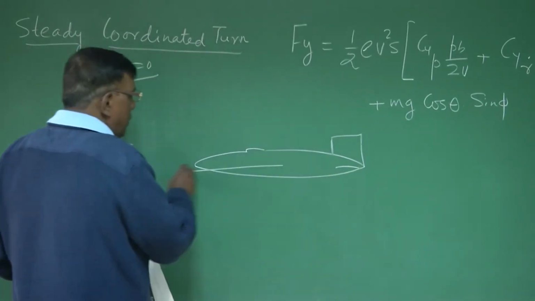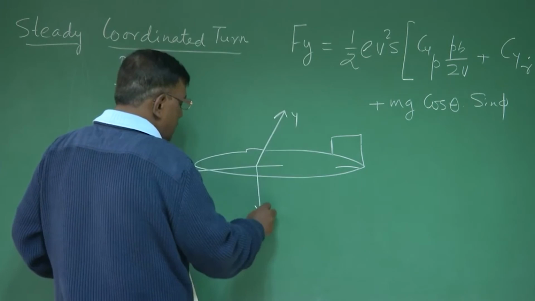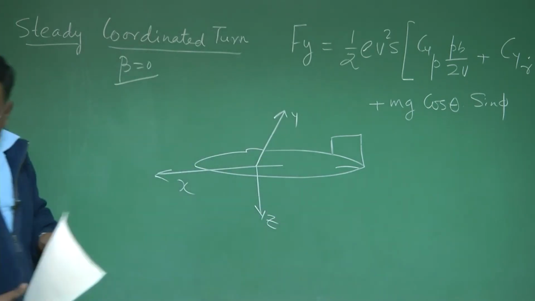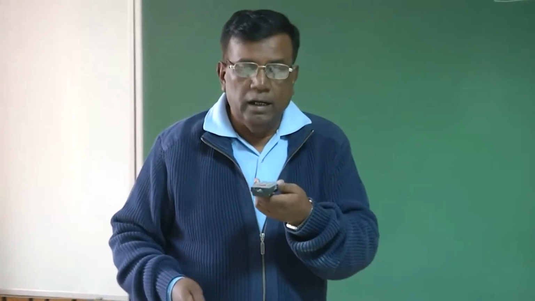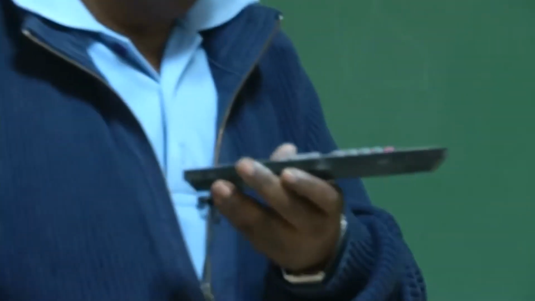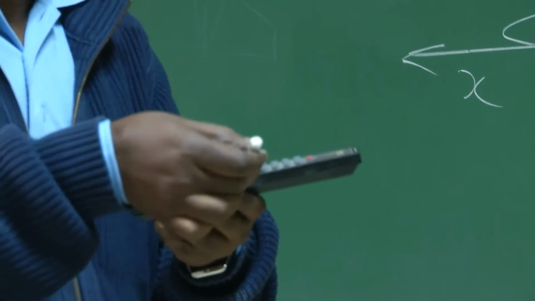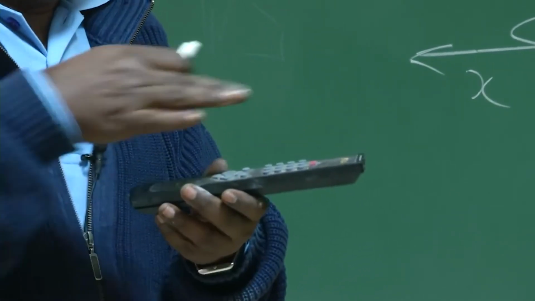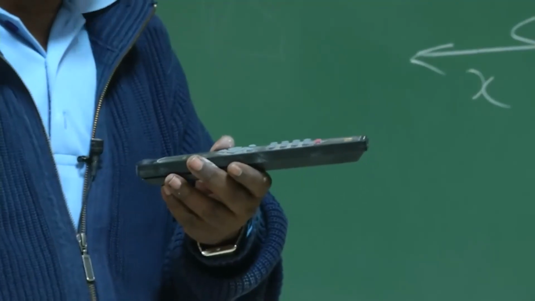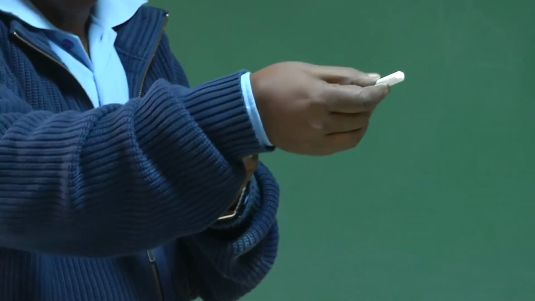which we conventionally follow, this is X, this is Y, and this is Z. If I assume this is an aircraft moving in this direction, the X-axis is this, the Y-axis is towards you, and Z is downward. X, Y, Z, a right-hand system. Now, what is positive beta? Beta positive is if the wind is coming from the right.